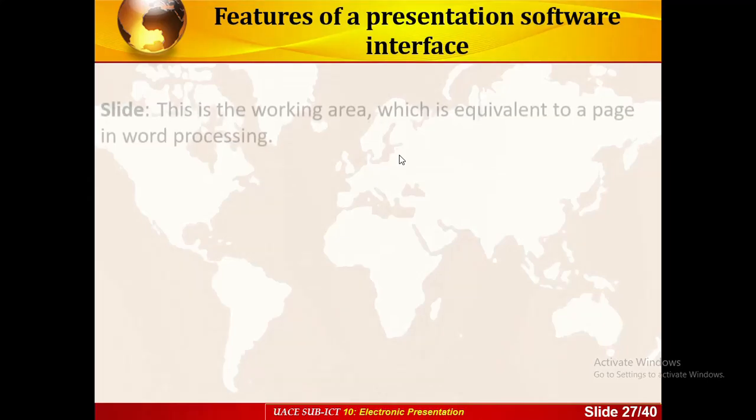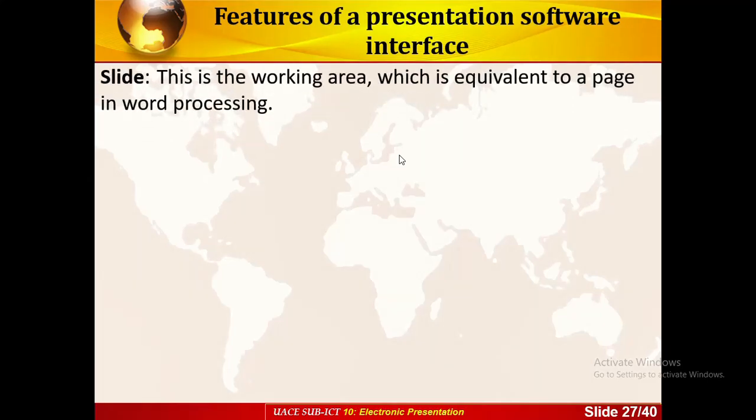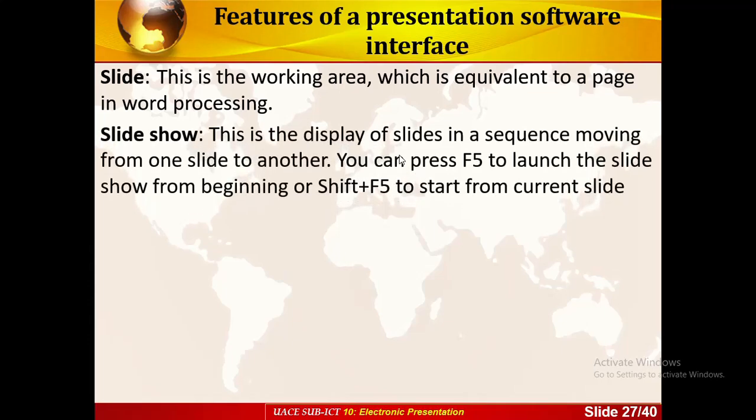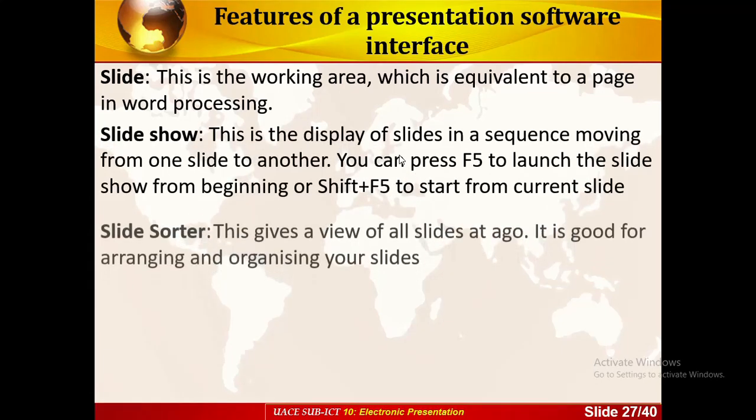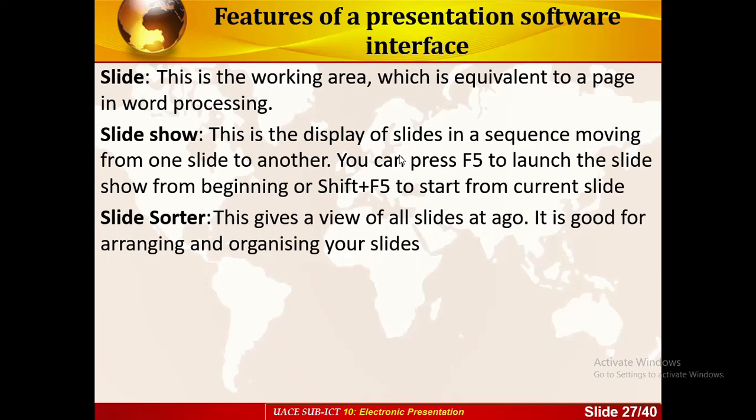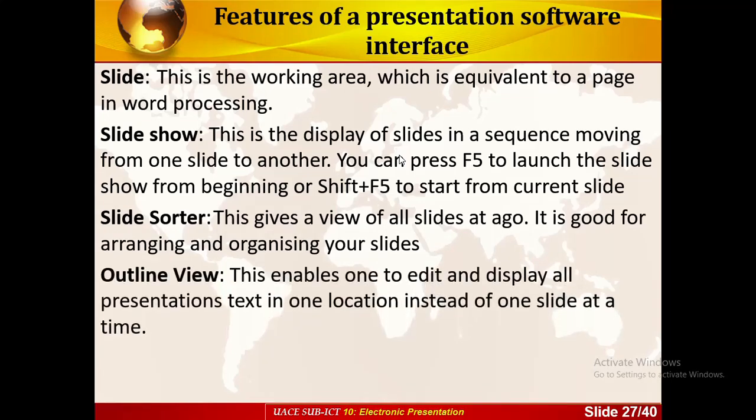That's the summary. Features: we have a slide with a working area, which is equivalent to a page in word processing. Slide show displays the slides in sequence, moving from one slide to another. We have talked about that. Slide sorter gives a view of all the slides at a go, so you can view all your slides at once. Outline view enables one to edit all the text in one location instead of one slide at a time.